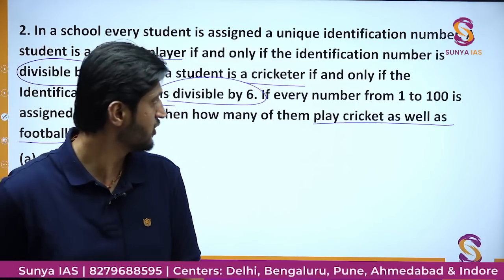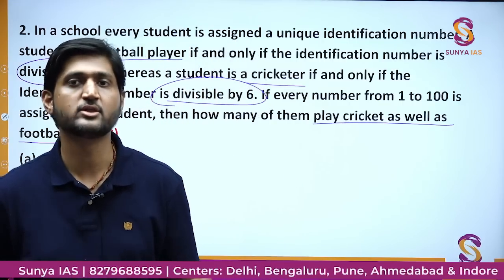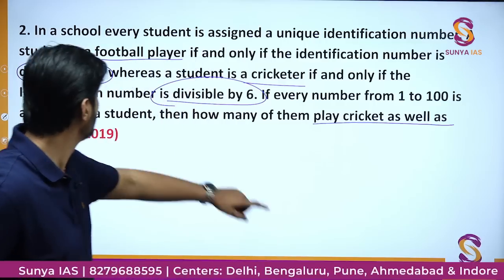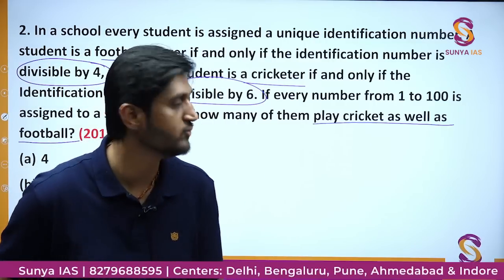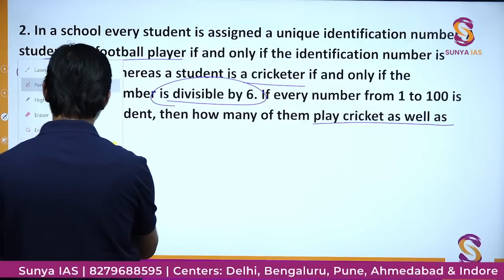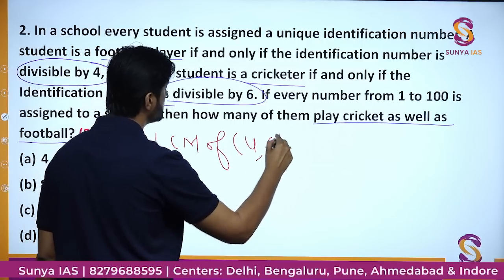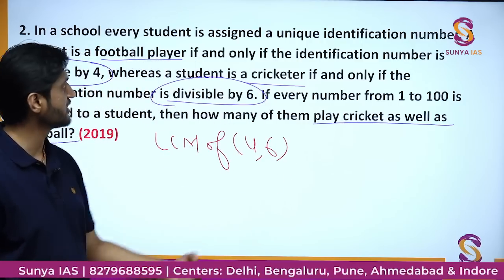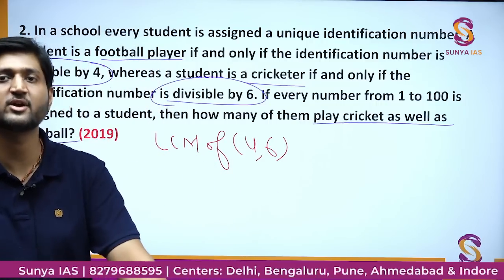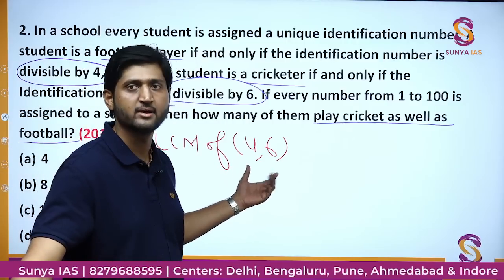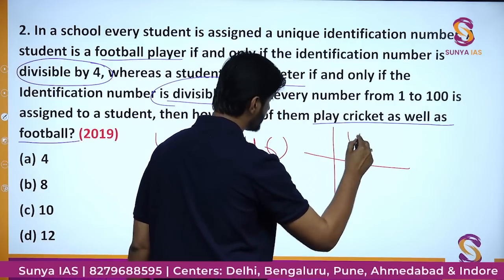Now, if we want to find those players who play cricket also and football also, then in that case, that identification number should be divisible by both 4 and 6. That is, we have to find those numbers which are nothing but multiples of the LCM of 4 and 6. That is the crux of the question. So on first look, this question may appear very difficult, very challenging, but when you get the crux, the basic understanding, then it's a cakewalk. We have to just find this simple LCM, nothing painstaking in that.